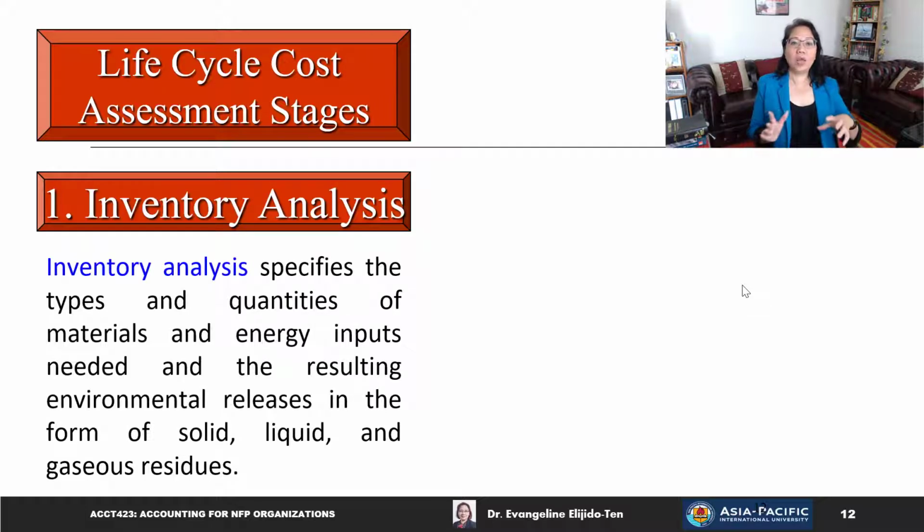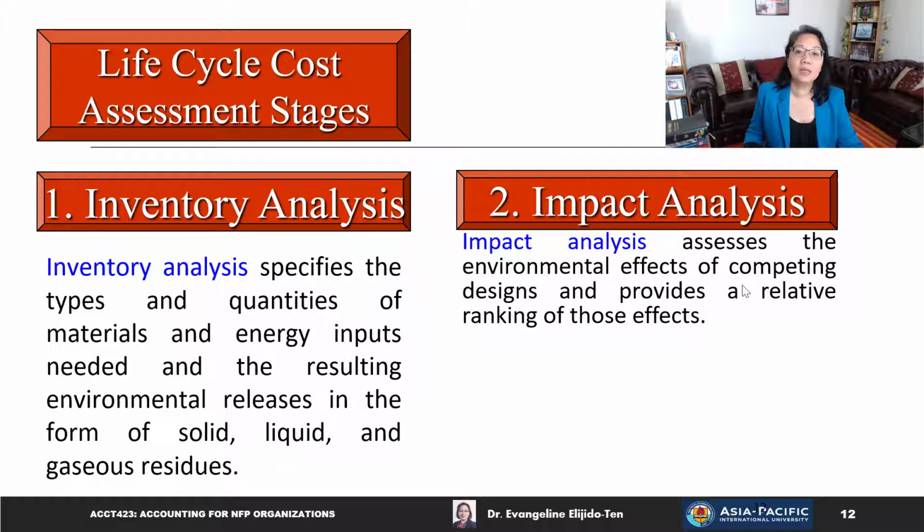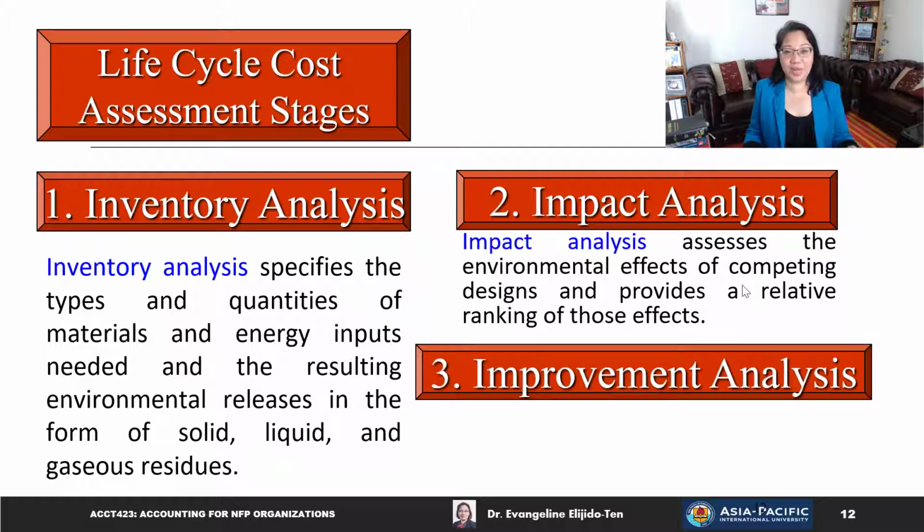This is where the entity will specify the types and quantities of the materials and energy inputs needed, as well as the resulting releases in the form of solid, liquid, and gaseous residues. The second stage is impact analysis. This is where the entity will assess the environmental effects of competing designs and provide a relative ranking of those effects. And the third stage is the improvement analysis.